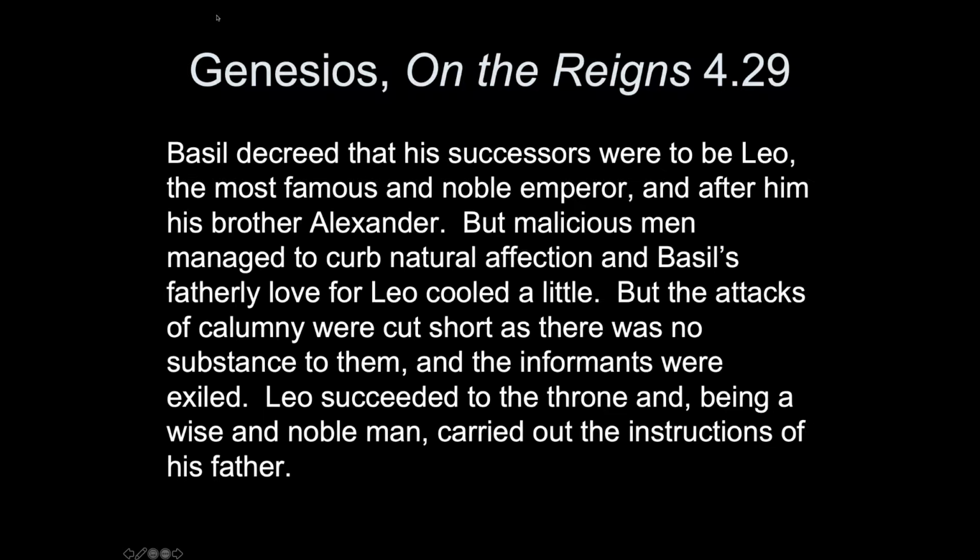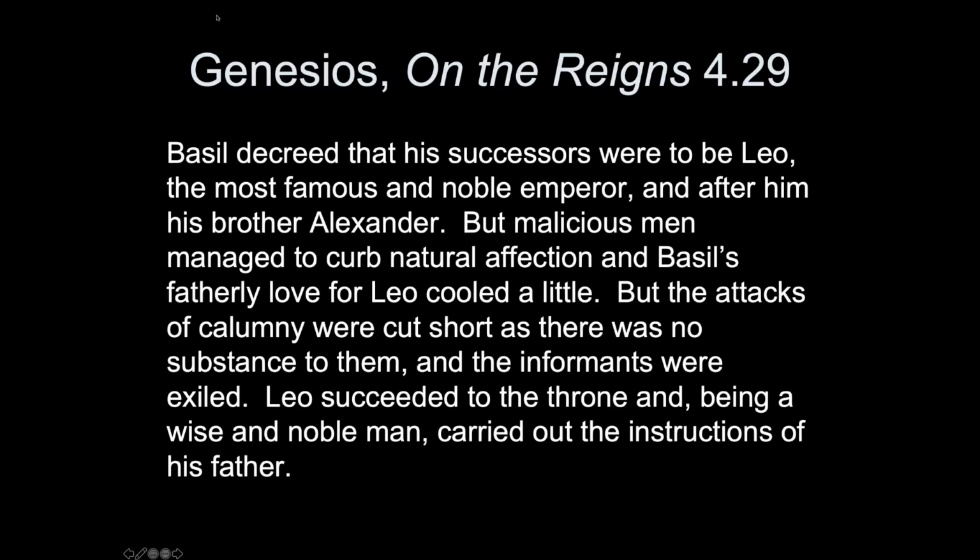It sounds like Basil appointed Leo to be his successor. There were rumors about Leo being not particularly loyal to Basil, so Basil's fatherly love for Leo cooled a little bit, but ultimately the informants were found to be spreading false rumors. They were exiled, and Leo succeeded to the throne, and because he was a wise ruler, he carried out the instructions of his father. Now, the real story here is quite interesting. Leo the Wise is the father of Constantine VII, the emperor who asked Genesius to write the biography of Basil. And when Basil's love for Leo cooled a little, what actually happened was Basil had Leo arrested, he put him in prison, and he held him in prison for 3 years. 3 years for high treason.